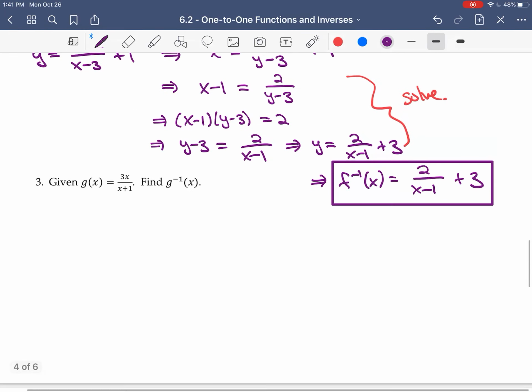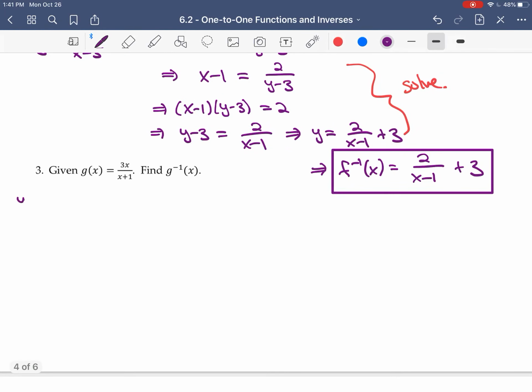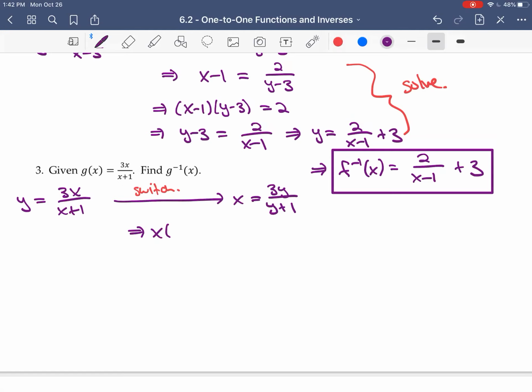Okay, one more. So we had y is equal to 3x over x plus 1. So we do the switch. So that's x equals 3y over y plus 1. And then I want to resolve for y. So I'm going to multiply both sides by y plus 1. So I have x times y plus 1 equals 3y. Expand the x through, so I have xy plus x equals 3y.